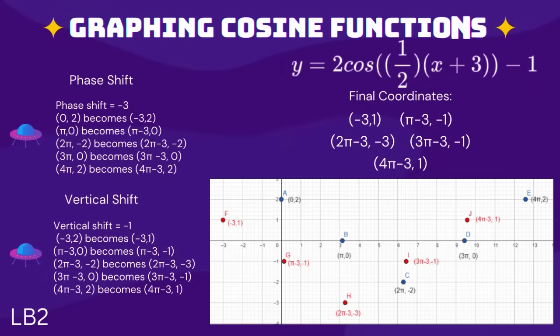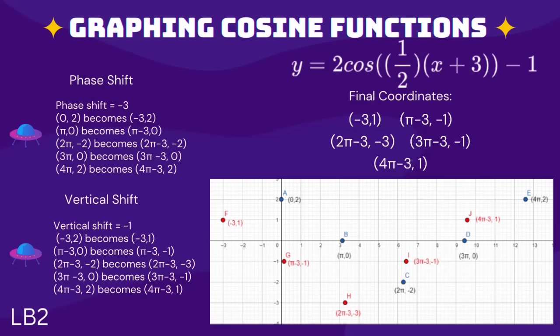The last step is to consider the shifts and repeat the generated pattern to create the graph. Let's start with the phase shift. We know that the phase shift moves our graph horizontally, so we just add it to the x values of our coordinates. The phase shift is equal to -3, so (0, 2) becomes (-3, 2), (pi, 0) becomes (pi minus 3, 0), (2 pi, -2) becomes (2 pi minus 3, -2), (3 pi, 0) becomes (3 pi minus 3, 0), and (4 pi, 2) becomes (4 pi minus 3, 2).